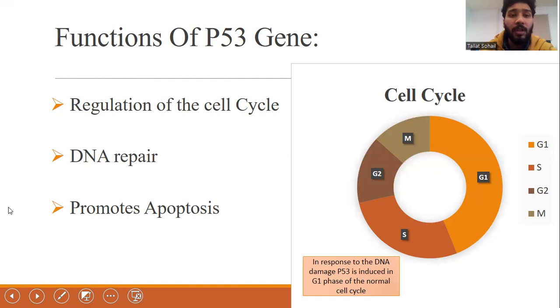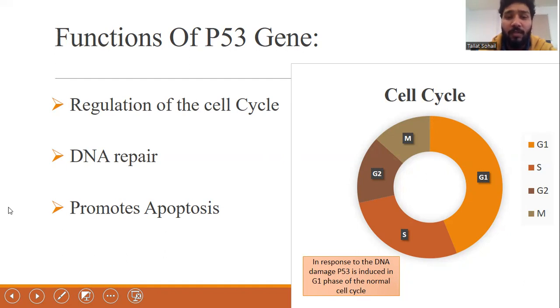So now here you can see the functions of the P53 gene. Since we have selected the P53 gene for insertion in the cell cycle, it is important to describe the main function of this protein. First of all, it regulates the cell cycle, it helps in DNA repair, and it also promotes apoptosis. Basically, it prevents neoplastic transformation either by cell cycle regulation or apoptosis.